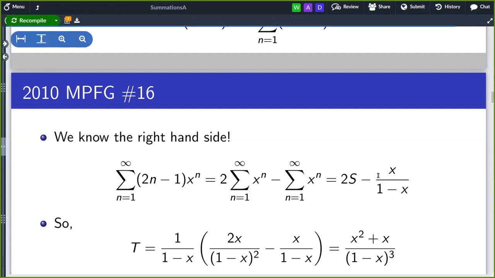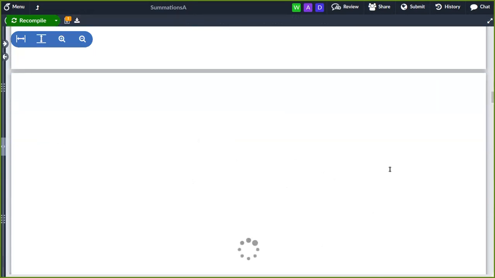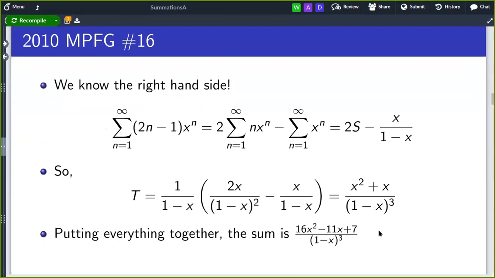So now that we have all three terms, we're just gonna put it all together. And I'll spare you the computation. When we solve it, we're just gonna get 16x squared minus 11x plus 7 all over 1 minus x cubed. So the answer is 16 comma negative 11 comma 7. So that's it for our sum review. Are there any questions?